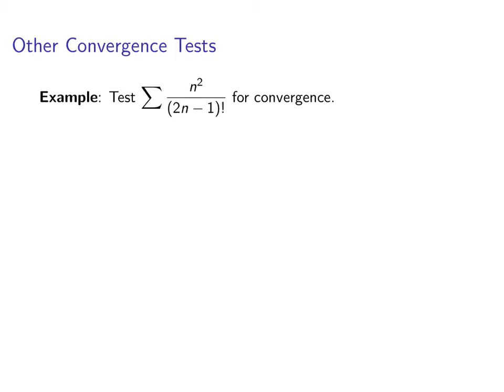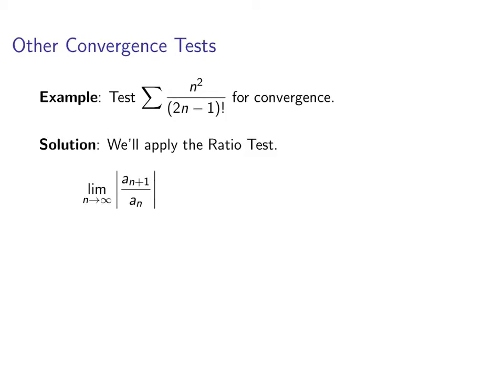Hello, calculus fans. So let's test this series, n squared over (2n minus 1) factorial, for convergence. All right, we're going to apply the ratio test. We'll look at the limit of a sub n plus 1 over a sub n.